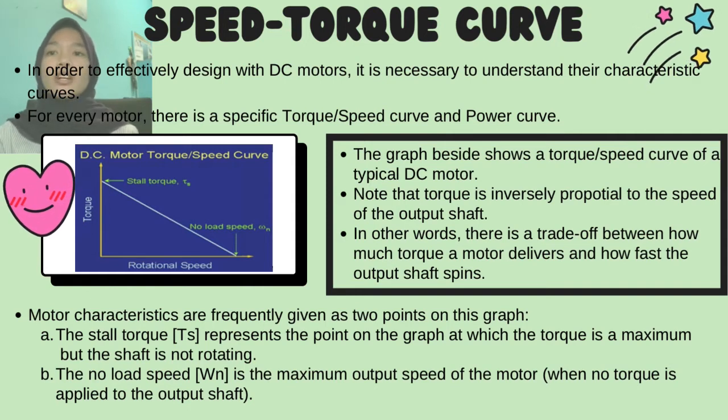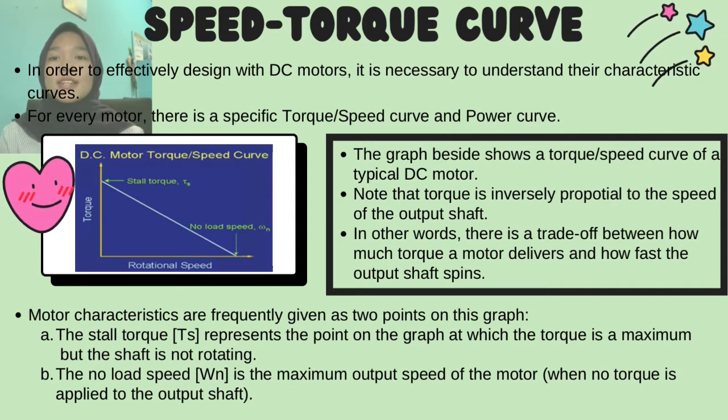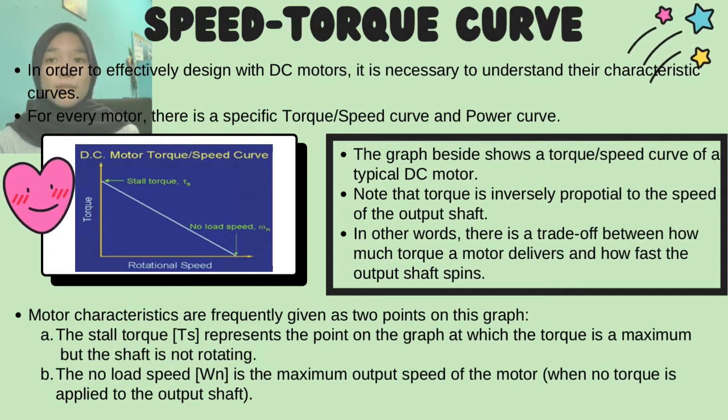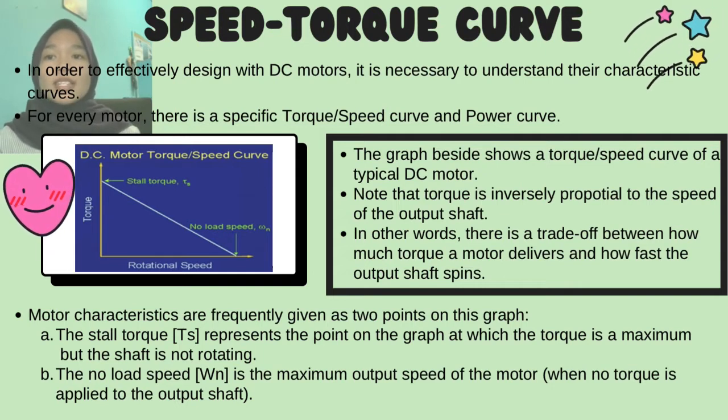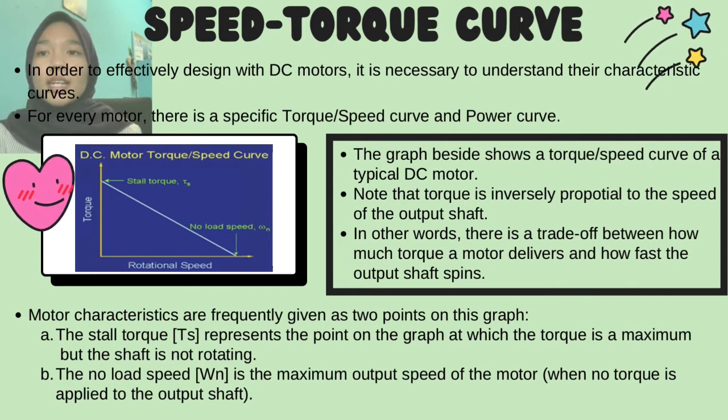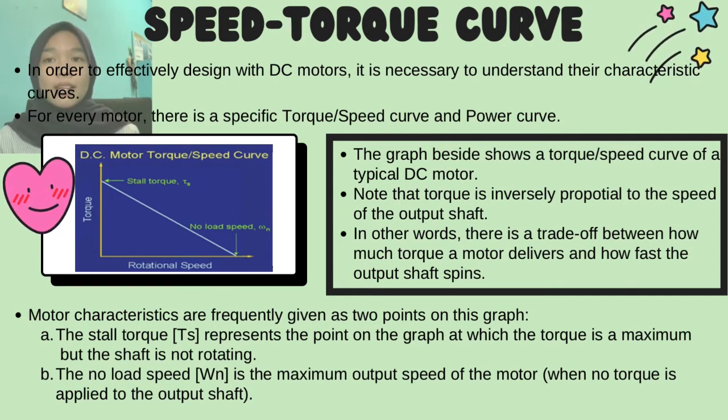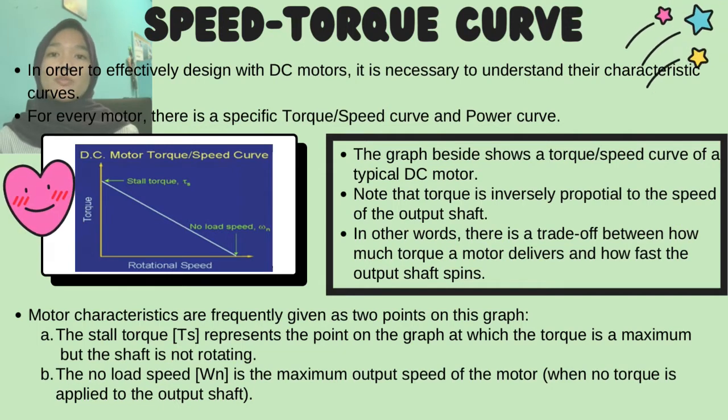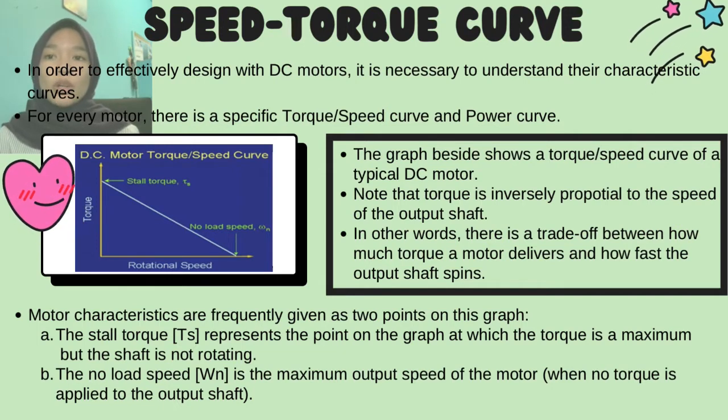A. The stall torque, Ts, represents the point on the graph at which the torque is a maximum but the shaft is not rotating. B. The no-load speed, ωn, is the maximum output speed of the motor when no torque is applied to the output shaft.